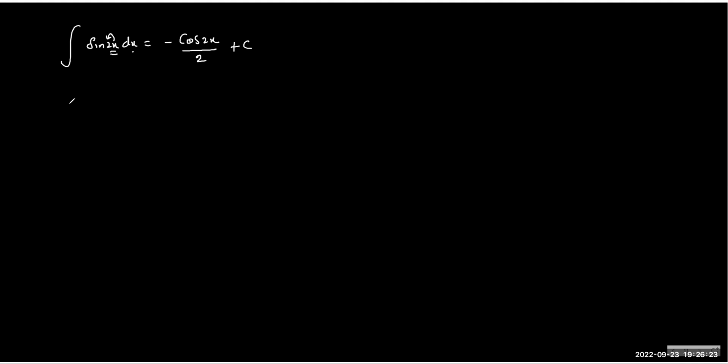Or if you want to do it from scratch, you write d of 2x, but d of 2x is what? 2 dx, right? So I have to divide by 2. And anyway, I'm going to get the same answer. So it's the same thing.